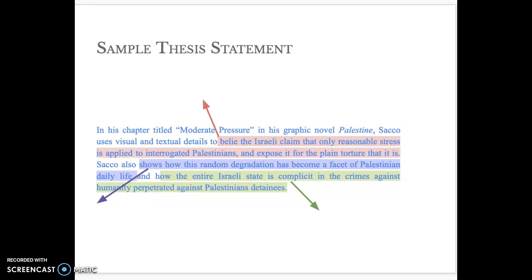And the third section or paragraph shows how Sacco is implying somehow that everyone has blood on their hands, right? How everyone is implicated in these crimes against humanity that he sees are being perpetuated, right? And again, if this looks too neat, it's because it is.